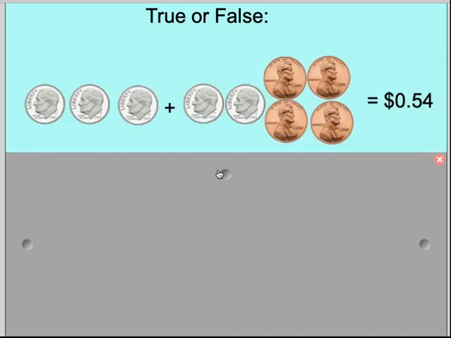Kids, it's Mrs. Compton, and we're starting off today with a true or false. So get ready. I've got my favorite thing under here. Money. So, is 3 dimes plus 2 dimes and 4 pennies the same as 54 cents?